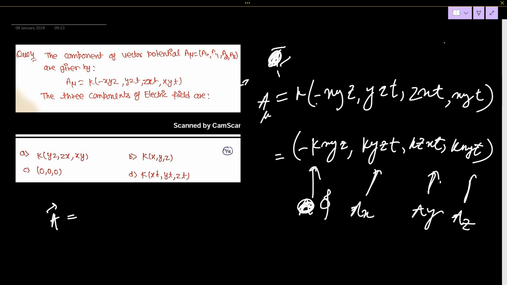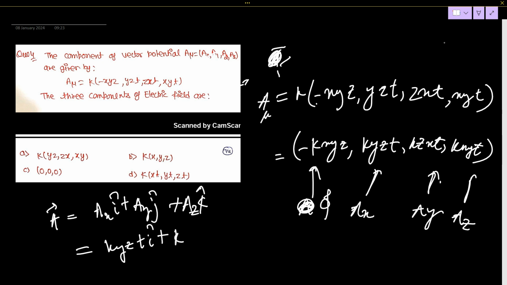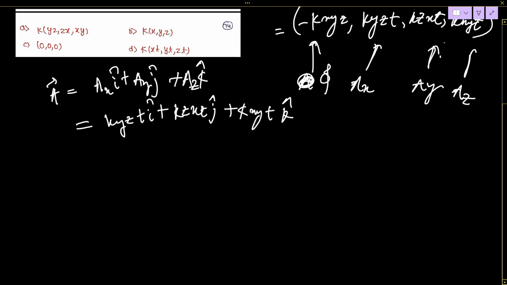So a vector I can get what? Ax i cap plus ay j cap plus az k cap, isn't it? This is a vector. So ax is how much? Kyzt i cap plus kzxt j cap plus kxyt k cap. Okay, this is your a vector. And phi is what? Phi is your minus kxyz, isn't it?